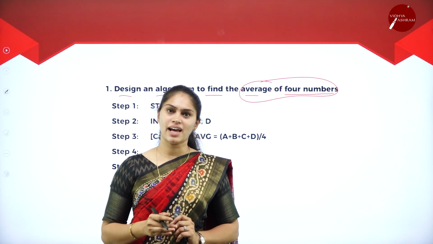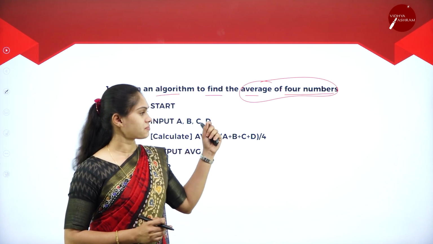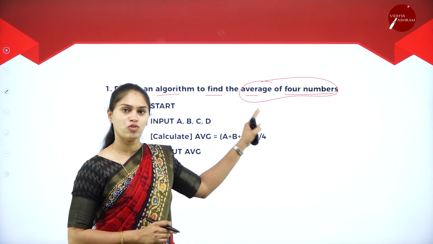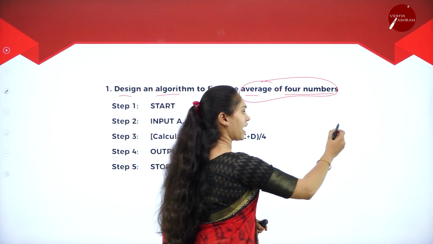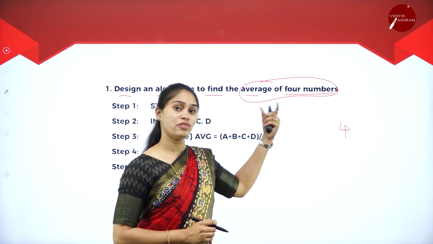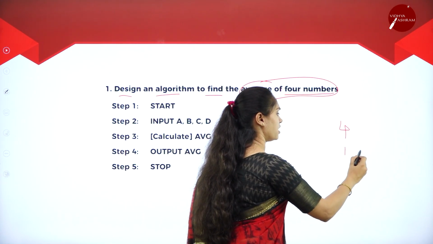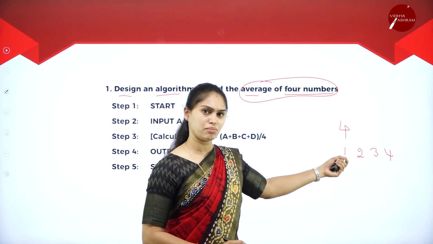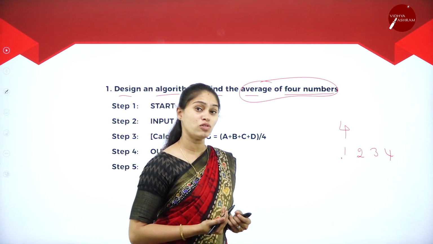Then when it comes to the analysis, we have to understand what is the input and what will be the output. When it comes to the input, we have to find an average of 4 numbers, so the input must be any 4 numbers. And how to find an average of any 4 numbers? Let me take an example. I am going to consider 1, 2, 3, 4. These 4 are the numbers which I am taking in order to find their average. Then how to find an average?